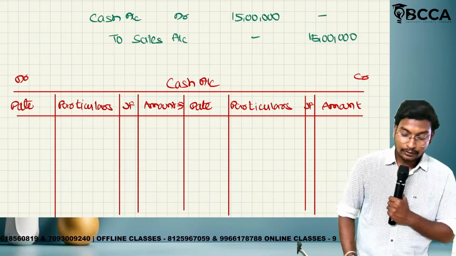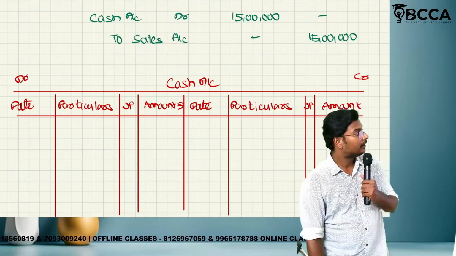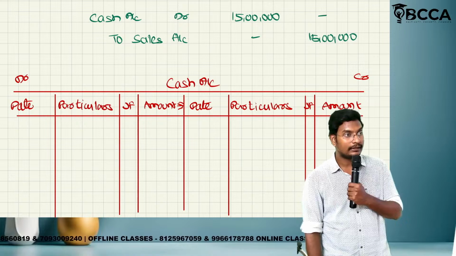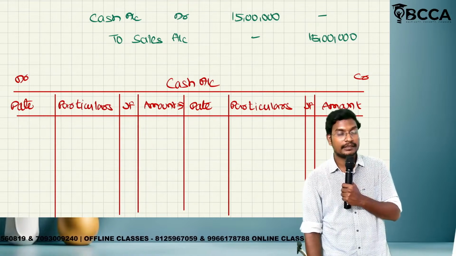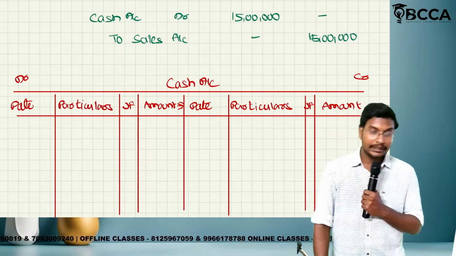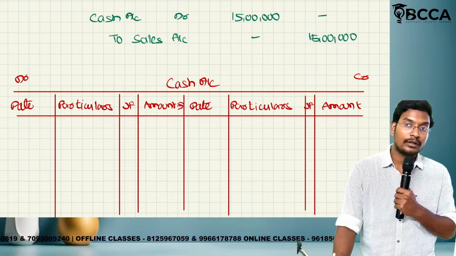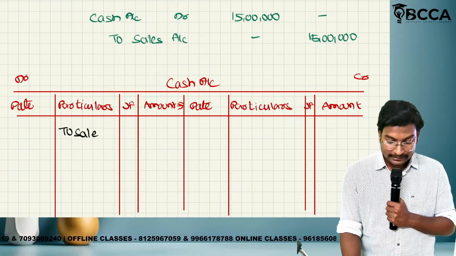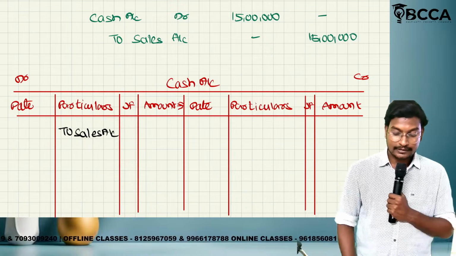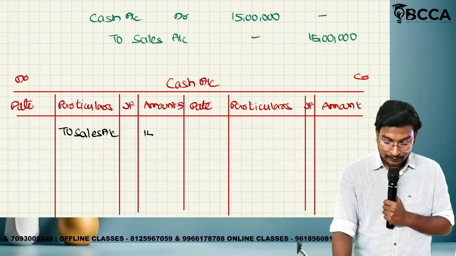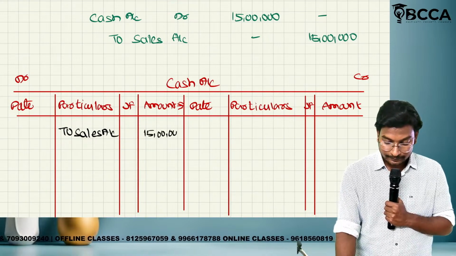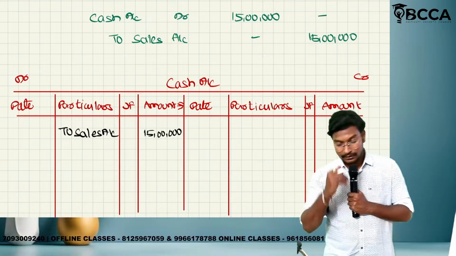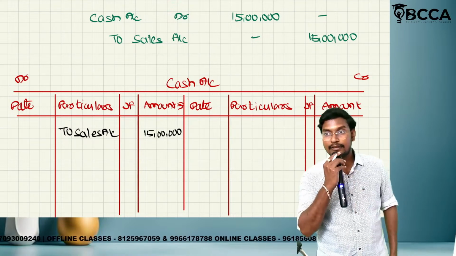So now cash is debited or credited, amma? Cash is debited in the particular journal entry. We need to record on which side? Debit side. While recording on the debit side, we need to use the word "to". So to sales or to cash? To sales account. How much amount, ma? 15 lakhs.